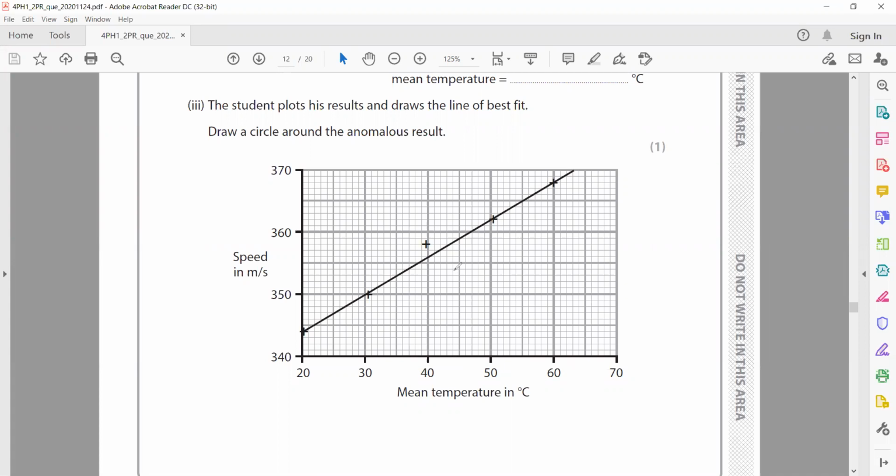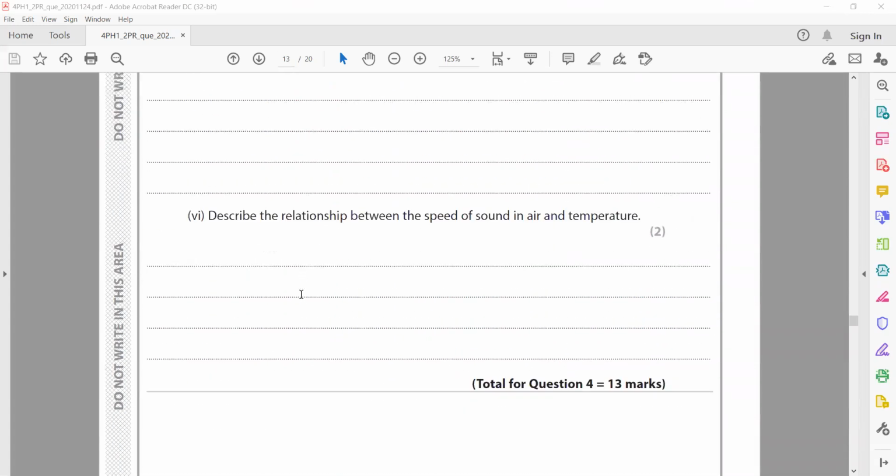So you can say as temperature is increasing, the speed will also increase, and because it's a straight line graph, they have a linear relation. So an increase in temperature increases the speed of sound in air, and they have a linear relation.